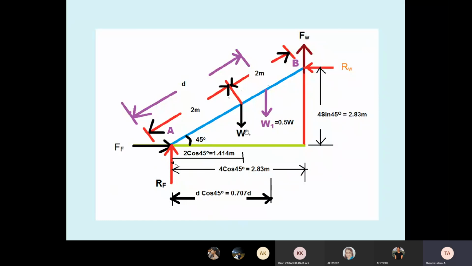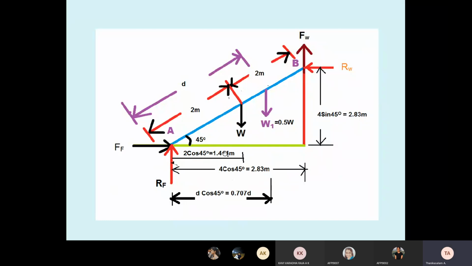Then for W we calculate the horizontal distance. Why are we calculating all the horizontal distances? Because we are taking moments, students. How can you calculate the distance? If you know theta, you can write L cos theta, or L by 2 cos theta, D cos theta. We know the concept: adjacent is cos theta, opposite is sin theta. So the W horizontal distance is 1.414.